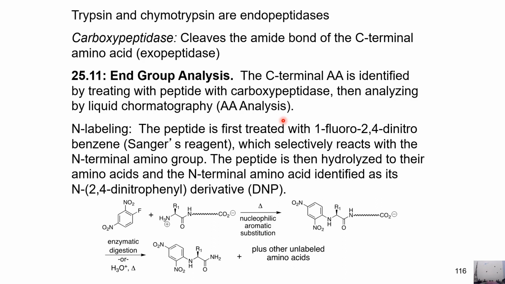So if you talk about trypsin and chymotrypsin, they are basically endopeptidases. There is also carboxypeptidase, which cleaves the amide bond of the C-terminal amino acid. It is an exopeptidase. Now the C-terminal amino acid is identified by treating the peptide with carboxypeptidase and analyzing by liquid chromatography. You can also talk about end labeling, where the peptide is first treated with 1-fluoro-2,4-dinitrobenzene, which selectively reacts with the N-terminal amino group. The peptide is then hydrolyzed to amino acids, and the N-terminal amino acid is identified as its N-2,4-dinitrophenyl derivative.